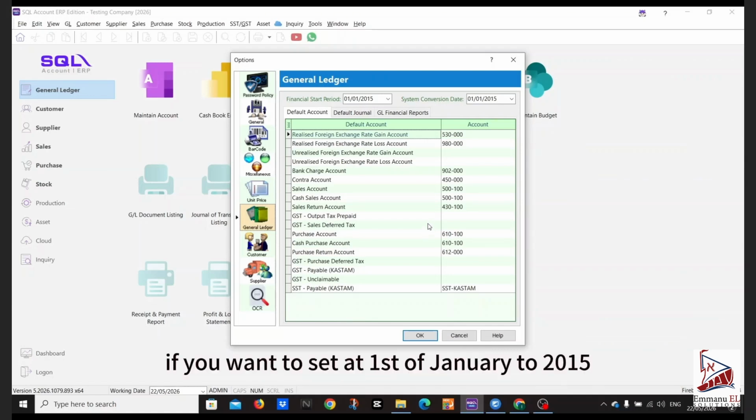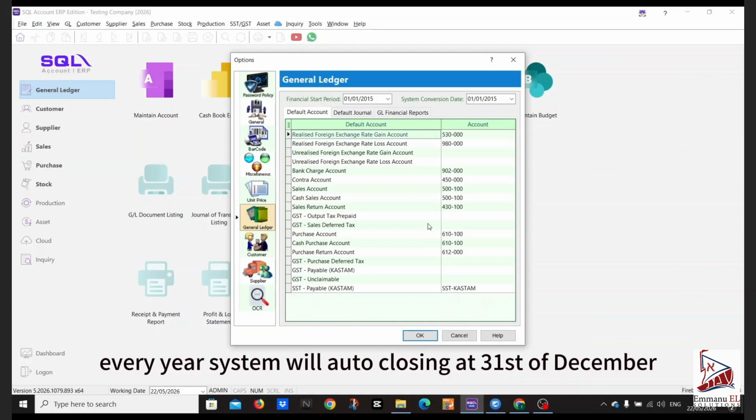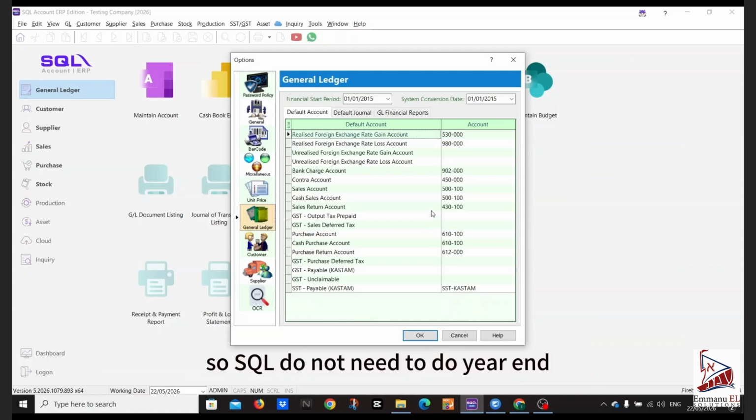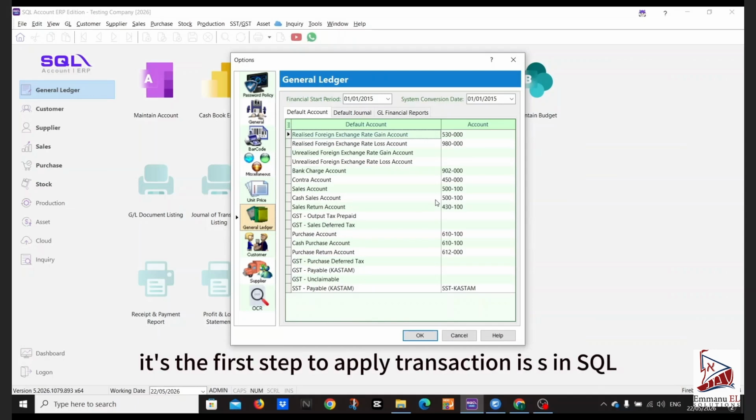If you want to set at 1st of January 2015, every year, system will auto-closing at 31st of December. So, SQL do not need to do year-end. System conversion date is the first date to apply transaction in SQL.